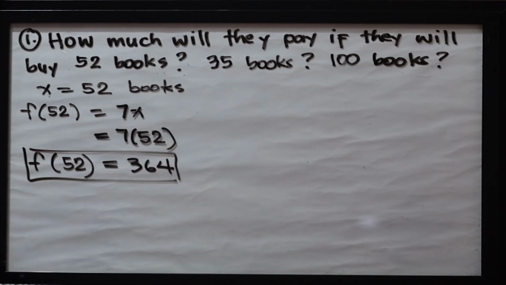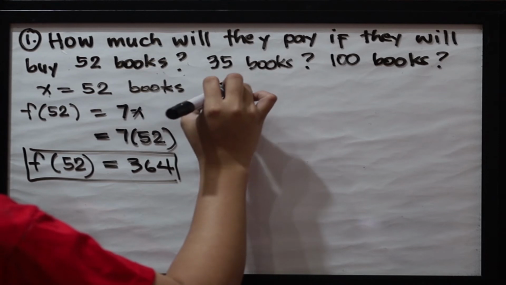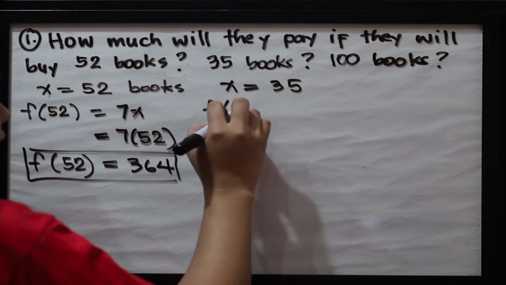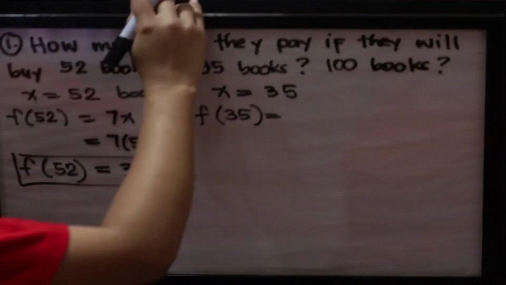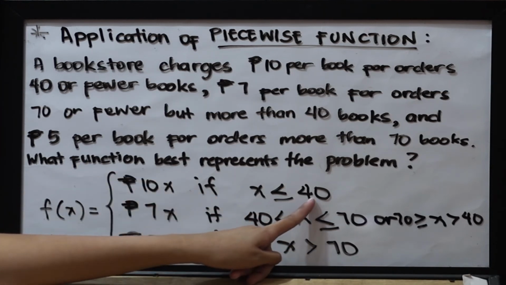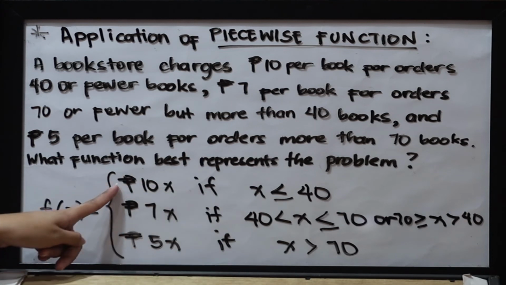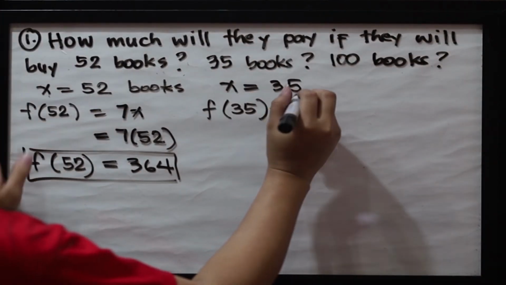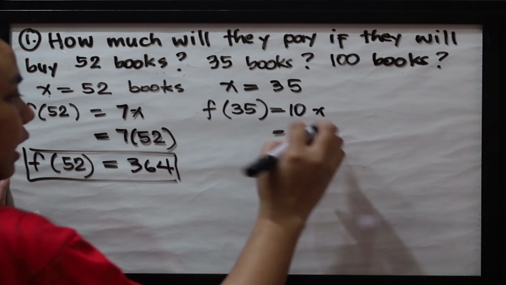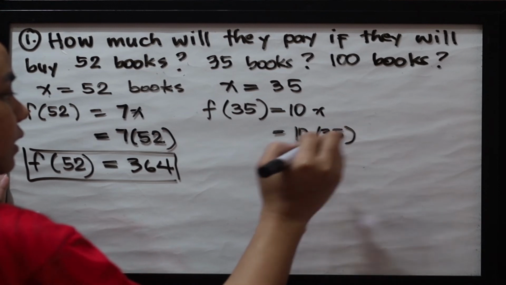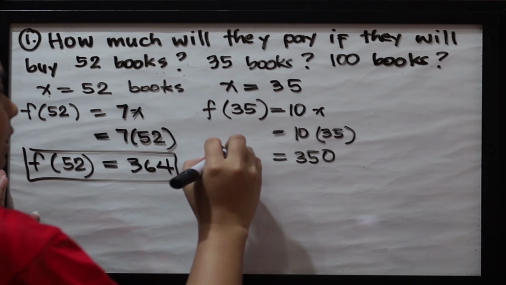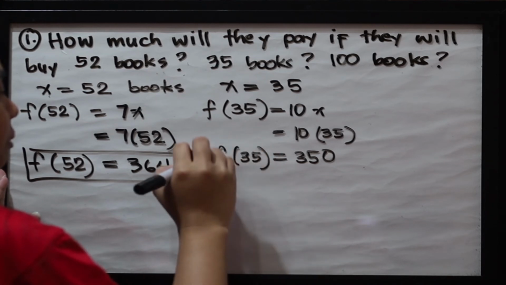What if they only buy x equal to 35? Let's check the given piecewise function. Is 35 less than or equal to 40? Yes. So, we will use the first function, which is 10 pesos times the number of books. 10 times 35, the answer is 350. So, they have to pay 350 pesos for 35 books.